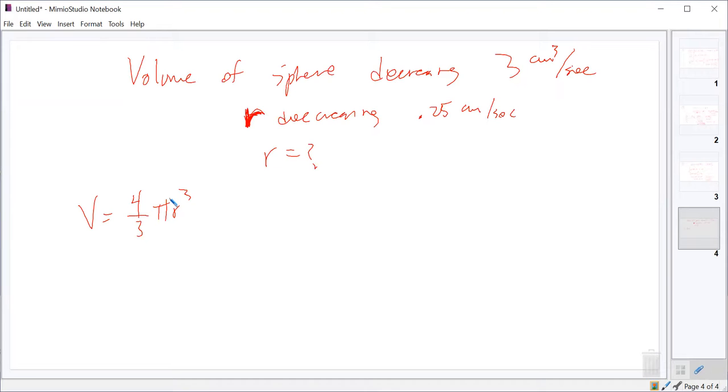All right, so this is a related rate problem. So we're just going to take the derivative of both sides of it with respect to t. So we'll get dV/dt equals 4/3 times 3 pi r squared dr/dt, and then the 3's will cancel there. So really we're just left with 4 pi r squared dr/dt. Good with that so far?